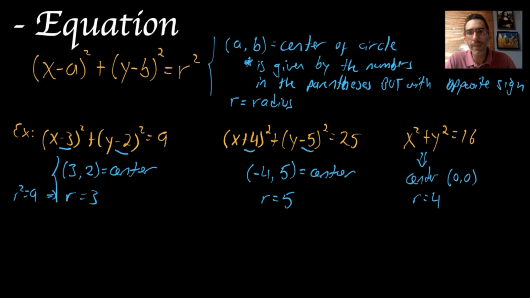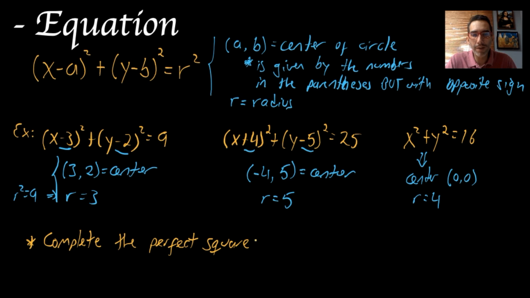All right? A common exercise that you might be given in the exam, or the big tip for you, would be to complete. Okay, always what you want to do, whatever you're given, is complete the perfect square. Okay, always. Why? Because whenever you complete the perfect square, you can express it in this form.